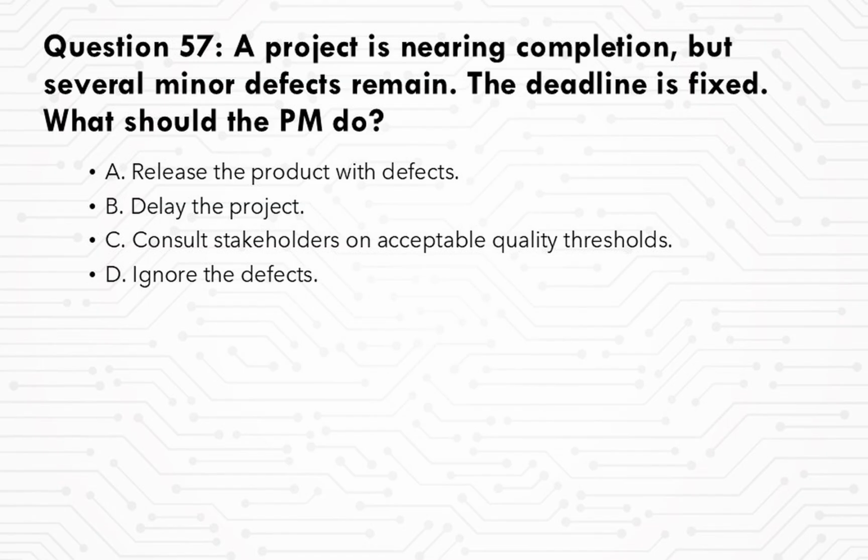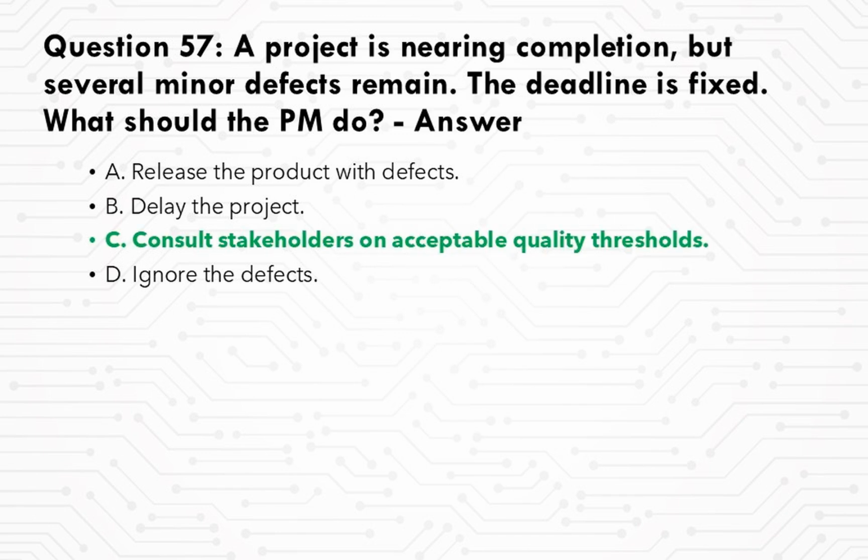Question 57. A project is nearing completion, but several minor defects remain. The deadline is fixed. What should the PM do? A. Release the product with defects. B. Delay the project. C. Consult stakeholders on acceptable quality thresholds. D. Ignore the defects. Answer: C. Stakeholder agreement determines acceptable quality versus deadline trade-offs.